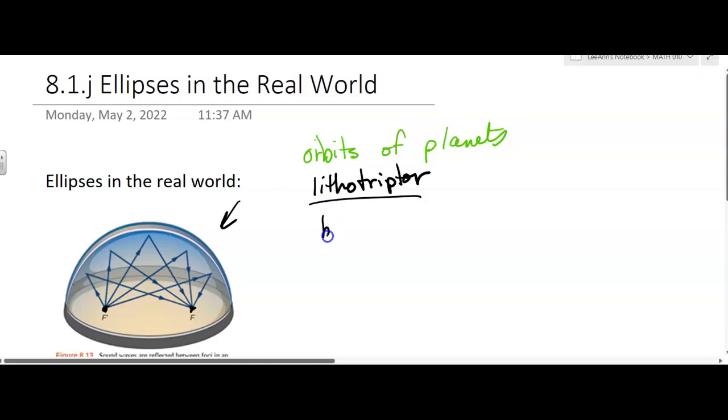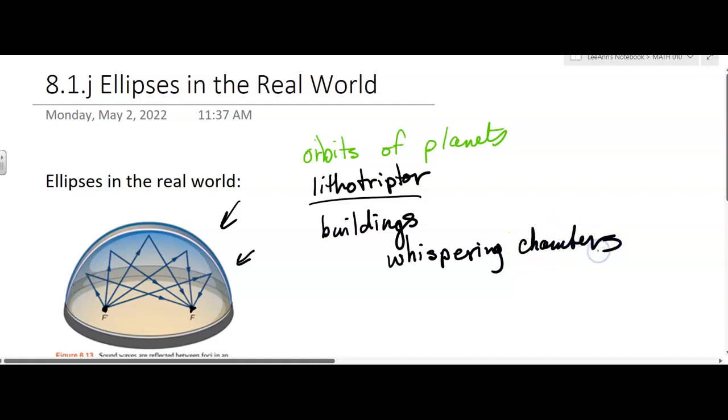But one thing they do is in buildings, some buildings have an elliptical dome, like in our picture here. They're called whispering chambers. Because of the properties of the dome and the elliptical shape, the sound is able to be very condensed at one spot. So you can talk very softly here at point F, and a person at the other focus would hear that because of the bouncing of the sound waves, okay?